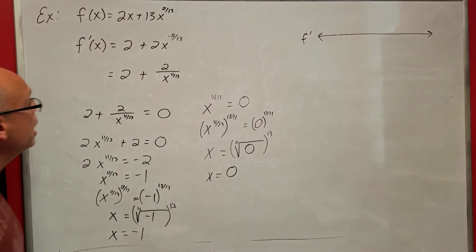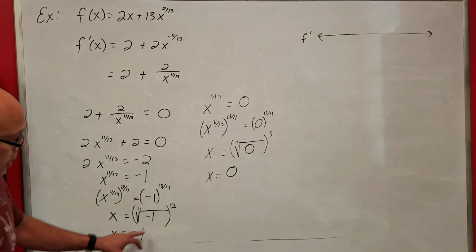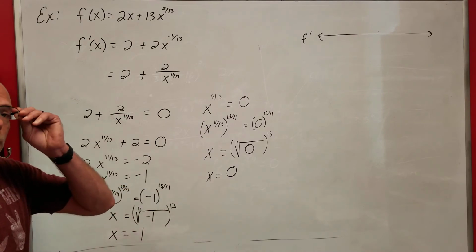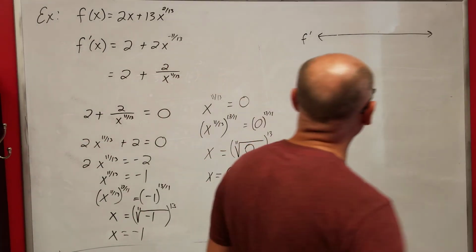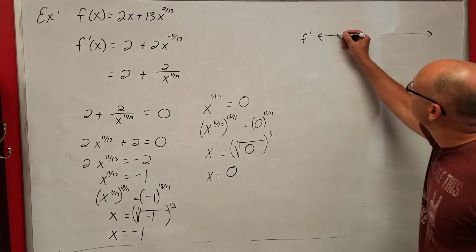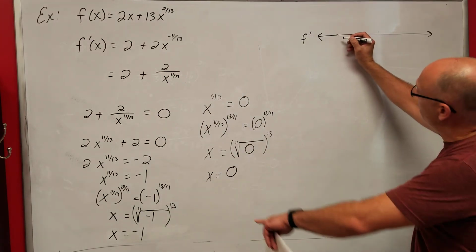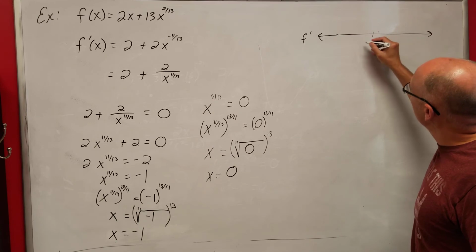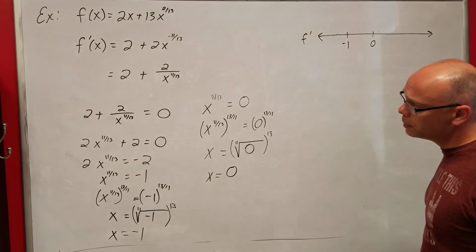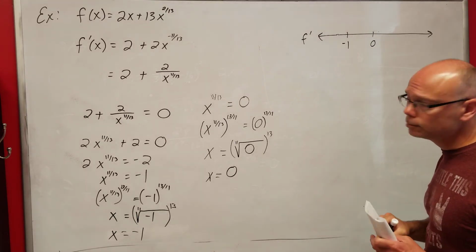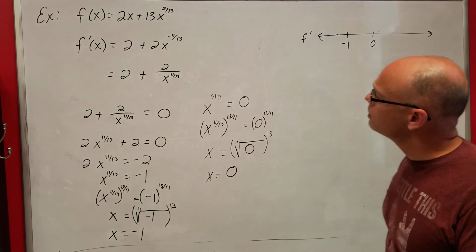All right, so what do we have here? We have critical points of negative 1 and 0. That new fancy word, critical points. We've been using these. We just didn't call them critical points in the last section. All right, let's break up my number line. Here's 0. Here's negative 1. And let's run some test values, okay? So we're going to run some test values.